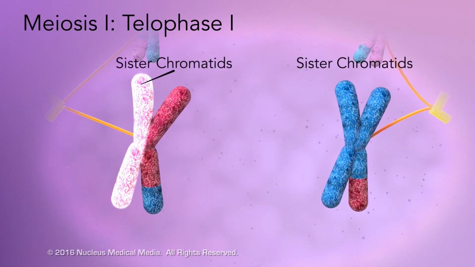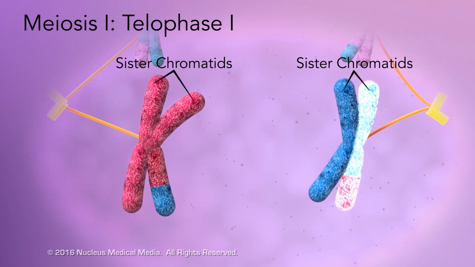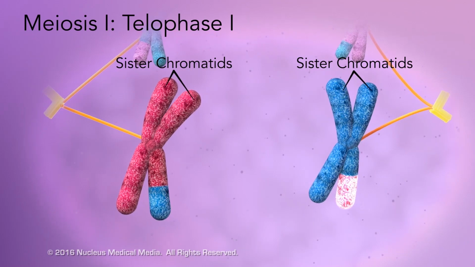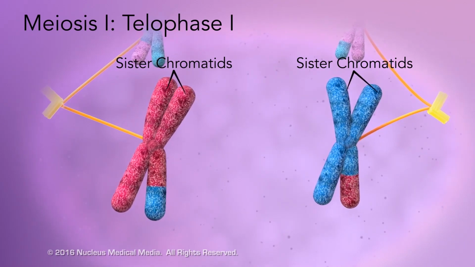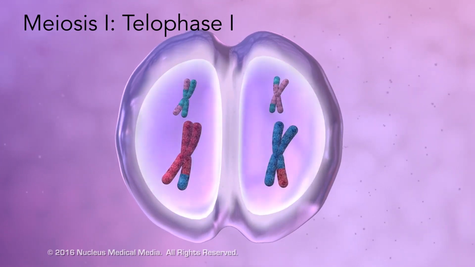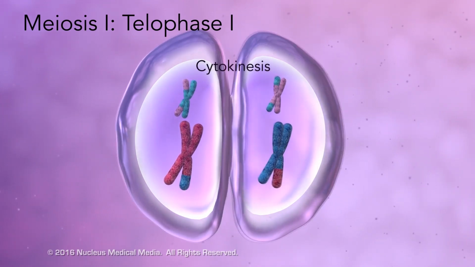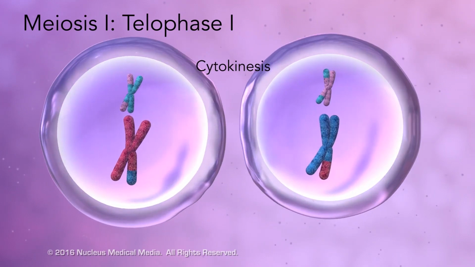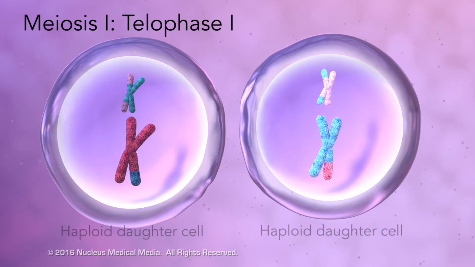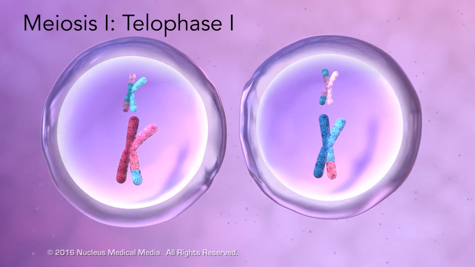However, each chromosome still consists of sister chromatids. Keep in mind that each chromosome's sister chromatids are no longer identical because of the allele exchange that happened during crossing over. Then, spindle fibers disappear, and the nuclear membrane reforms around the chromosomes. Finally, cytokinesis occurs. Meiosis I ends with two genetically different haploid daughter cells. Each haploid cell contains only one set of chromosomes, consisting of paired sister chromatids.